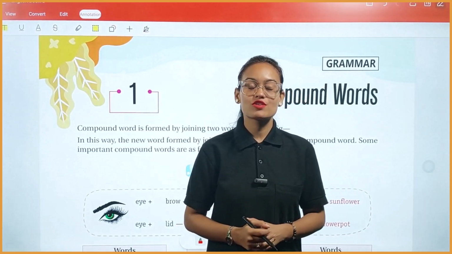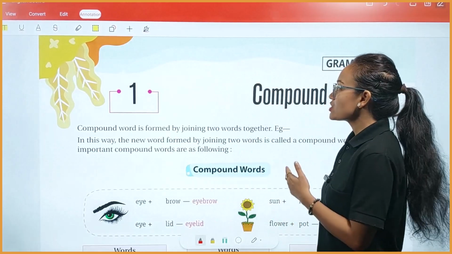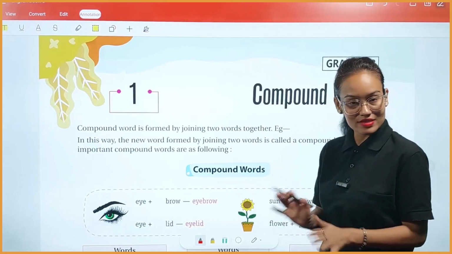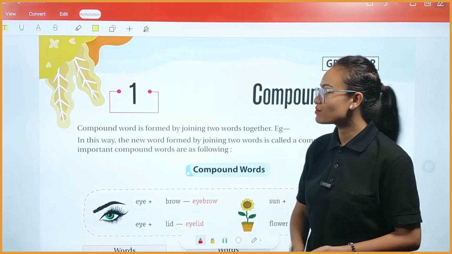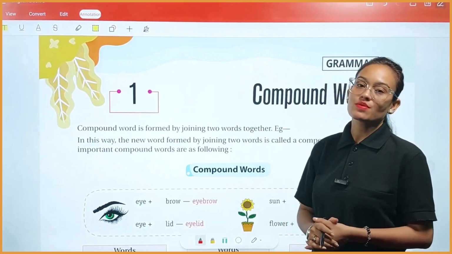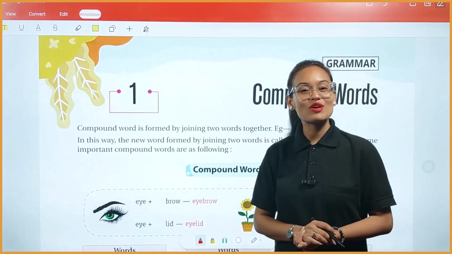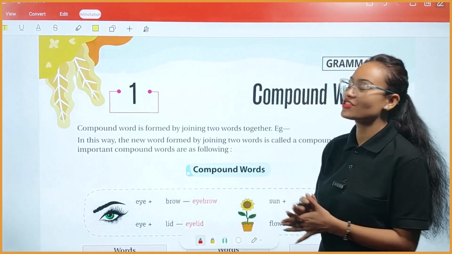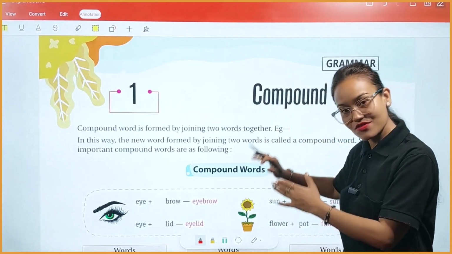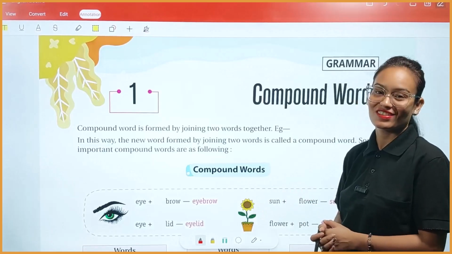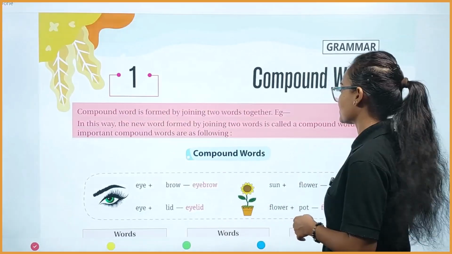In today's class, my dear students, we are going to see the grammar portion of your English book. In your grammar section, first of all, we are going to see your chapter number 1. The name of chapter number 1 is Compound Words. So, what is the meaning of compound words? In the starting of this chapter, we are going to discuss the meaning, and after that we are going to complete the exercise. So let's see what is the meaning of compound words.